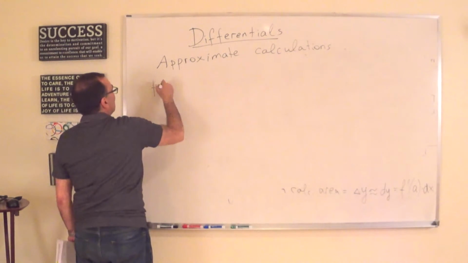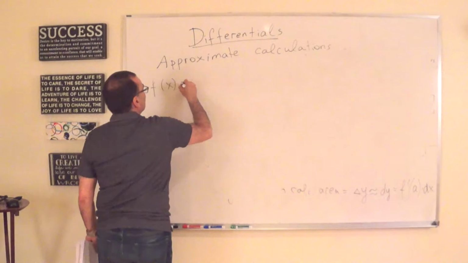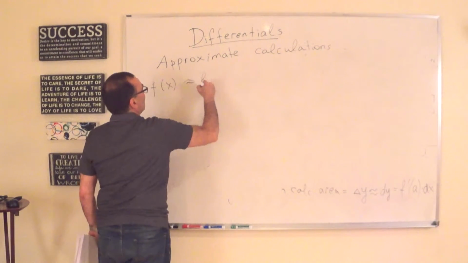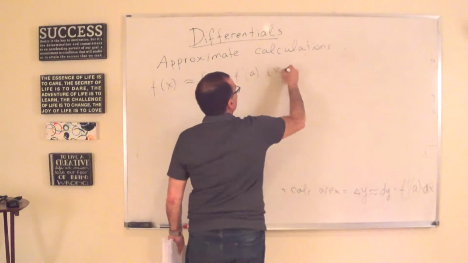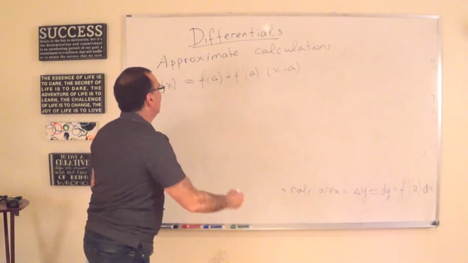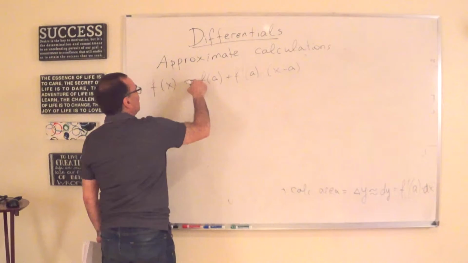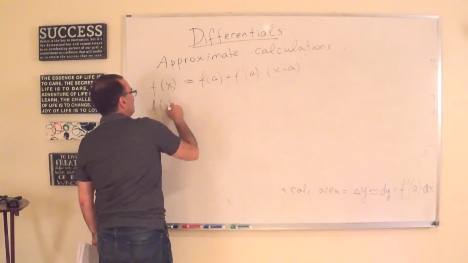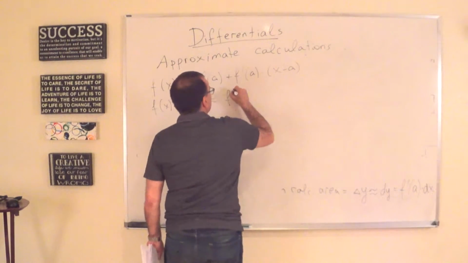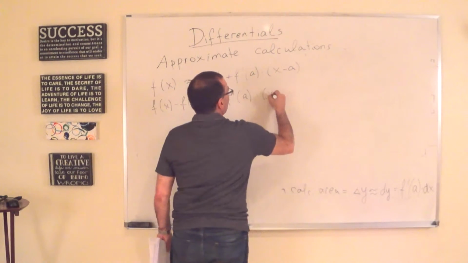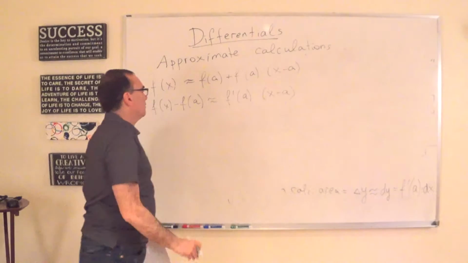We start with f of x approximately equals f of a plus f prime of a times x minus a. And then we subtract f of a from both sides, so it's f of x minus f of a is approximately equal to f prime of a times x minus a. Now here's what we have.